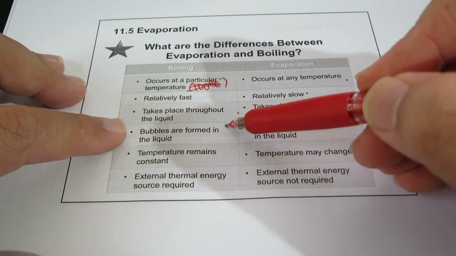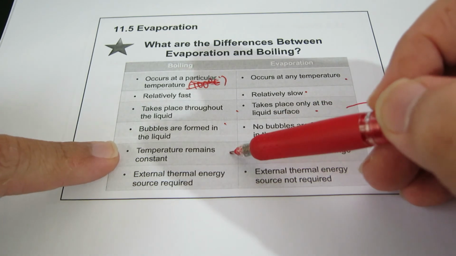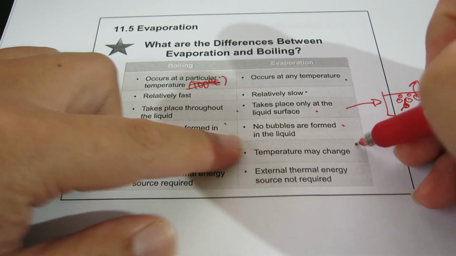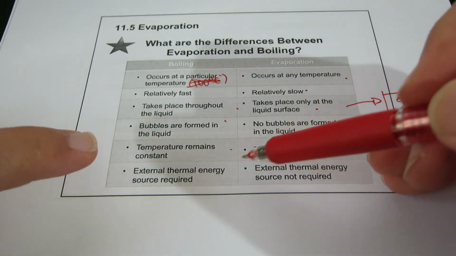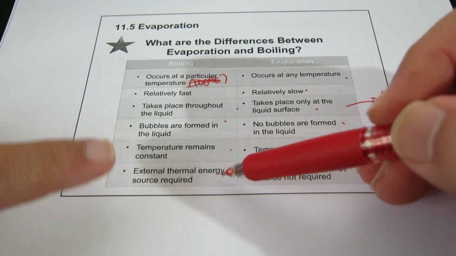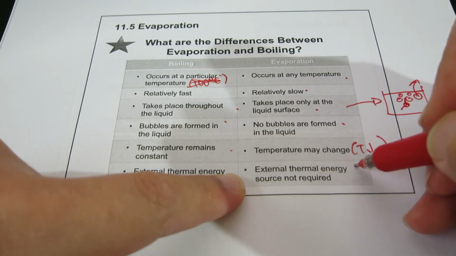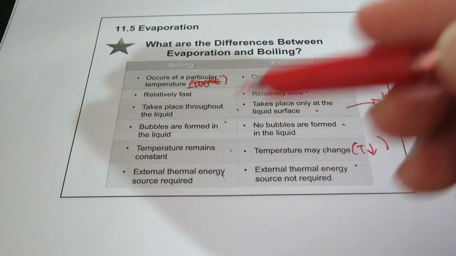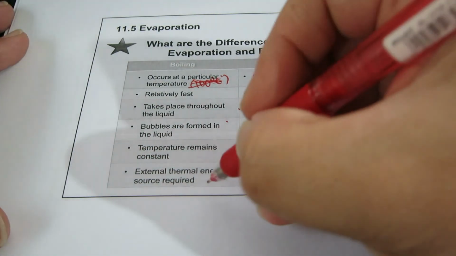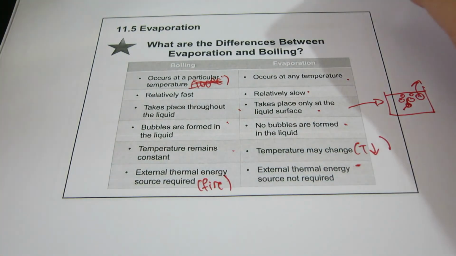In boiling you'll see bubbles, in evaporation you will not see bubbles. In boiling the temperature remains constant. In evaporation the temperature may change because the temperature usually will drop. In boiling you need some external energy source. In evaporation you do not need an energy source, because the energy is already in the liquid. It's just due to the random collision. If one guy has enough energy, he will just escape. So for boiling, you usually need an external energy source like fire or something like that.